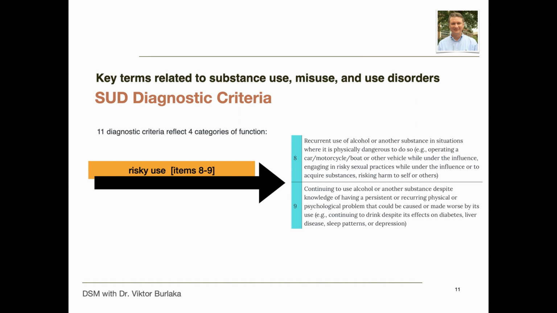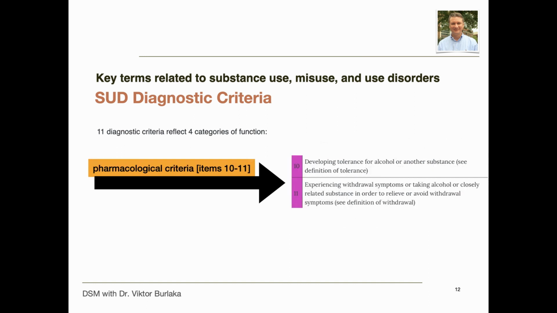The third function deals with the risky use of the substances. This function includes 2 criteria. Criterion 8. Repeated substance use in physically dangerous situations. This includes drunk driving and engaging in risky sexual practices. And Criterion 9. Repeated use despite persistent physical or psychological problems. Notice that Criterion 9 focuses on such problems as liver problems, sleep, or depression. As you recall, Criterion 6 also focused on recurrent use in spite of problems. But that criterion dealt with problems in relationships, for example with the spouse or child.